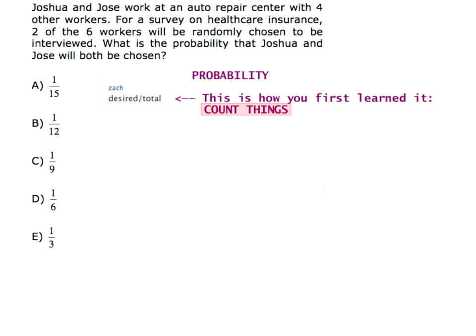So you have 6 workers. You have Joshua, you have Jose, and you have 2 other people. So it's 4 other workers. In other words, this is the fancy way of saying you have a total of 6 workers at the center.